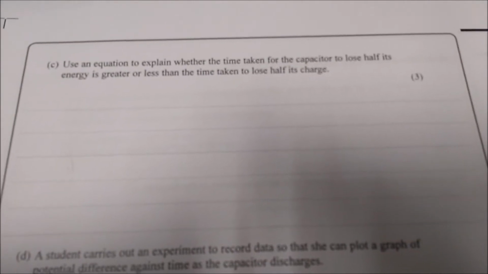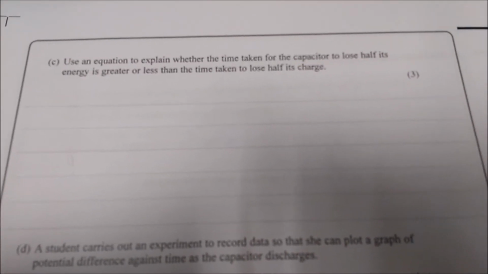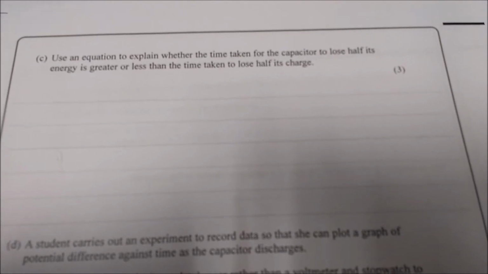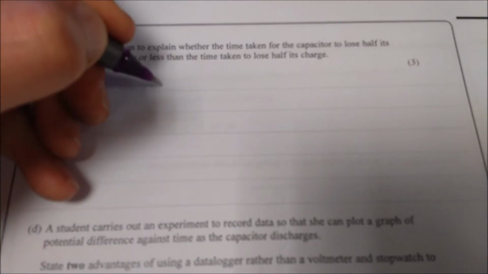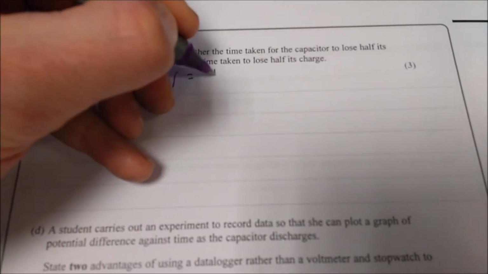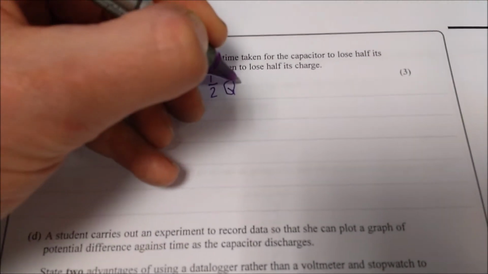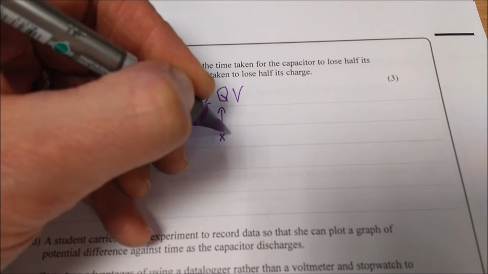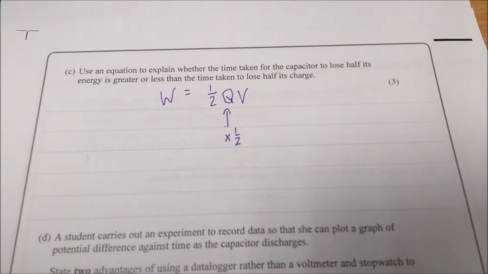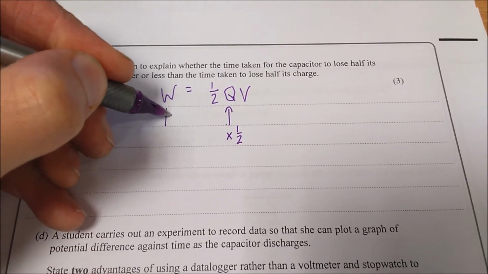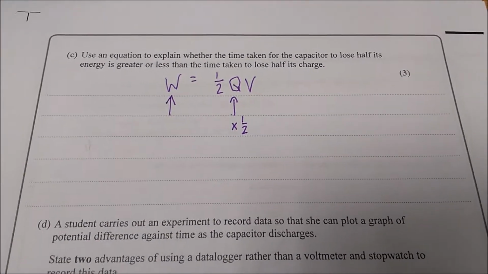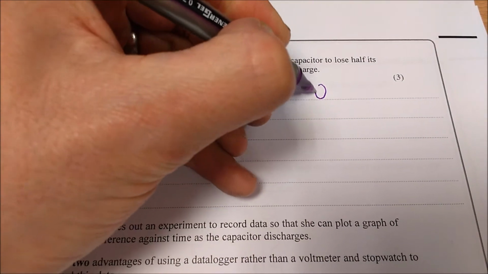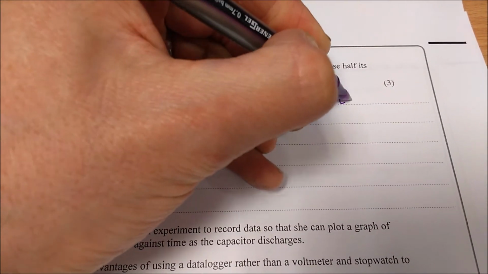A little bit of a tricky question perhaps in the next one. Use an equation to explain whether the time taken for the capacitor to lose half its energy this time is greater or less than the time taken to lose half its charge. Well, can you remember the energy stored in a capacitor is half QV. Now, if it's lost half its charge, does that mean it's going to lose half its energy? Well, if it loses half its charge, can you remember Q equals CV?